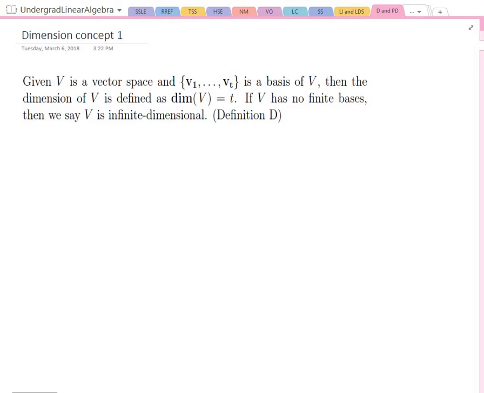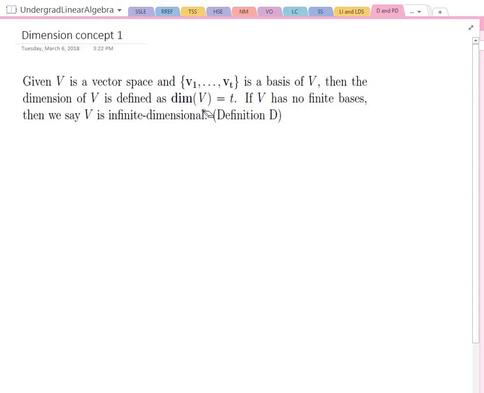All right, so let's take a look at the sections on dimension and properties of dimension. All right, so let's go to the definition. Given V is a vector space and v1 through vn is a basis of V, then the dimension of V is defined as the number of vectors in the basis. If V has no finite basis, we say that V is infinite dimensional.